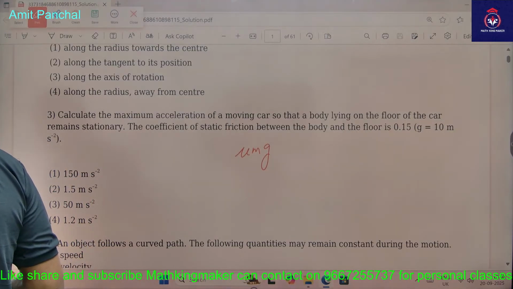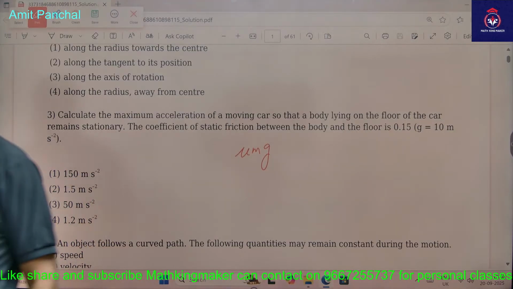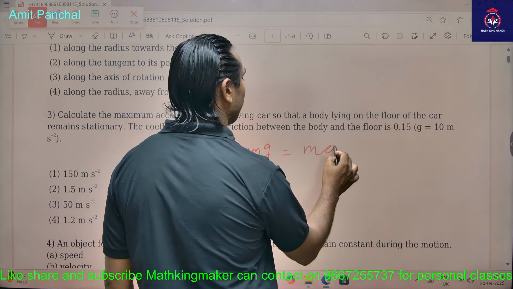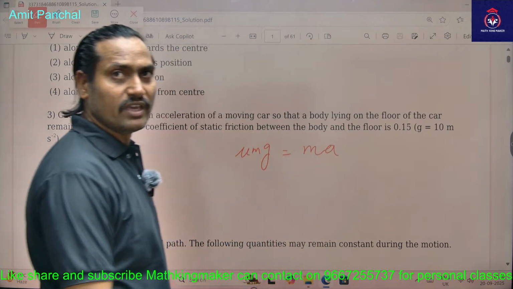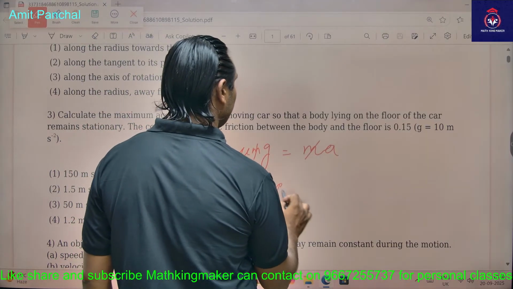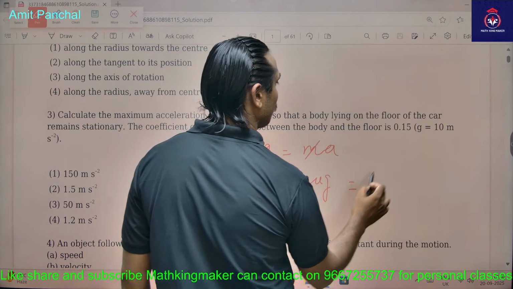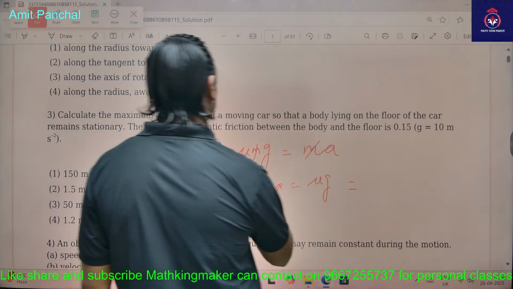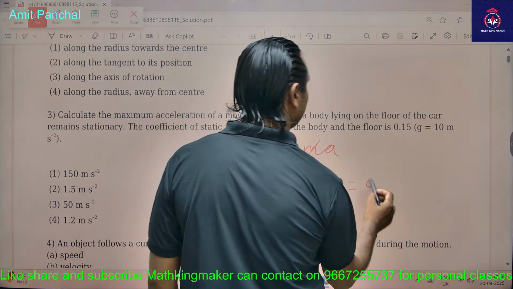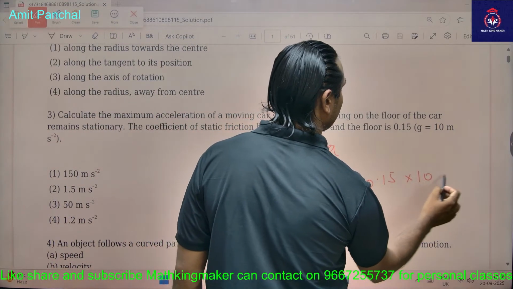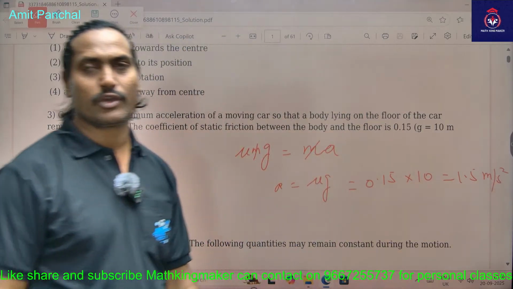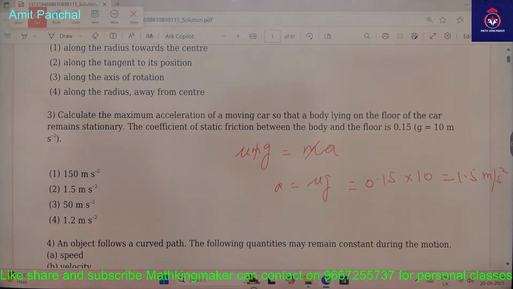So the centripetal force is what? It is ma. If a is the acceleration, the mass is cancelled. So a is mu g. So mu is given as 0.15. g is 10, so it is 1.5 meter per second square. Okay. Any doubt?